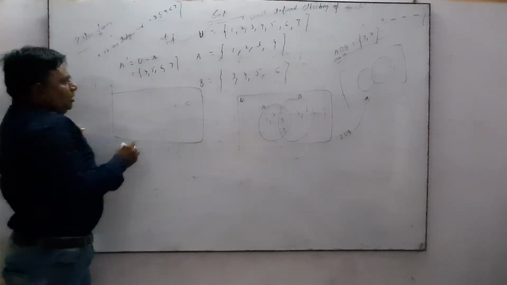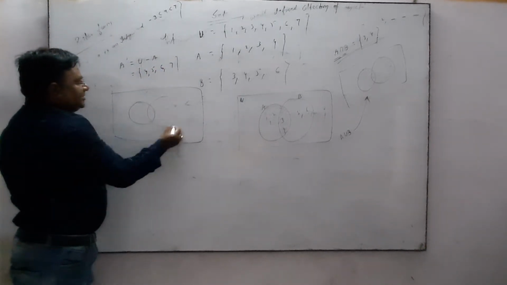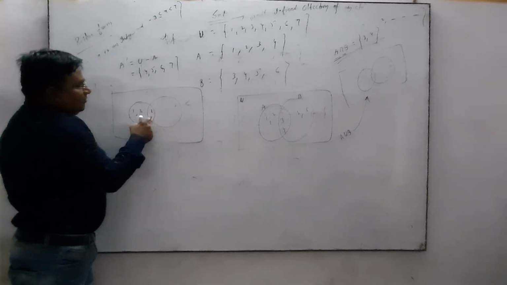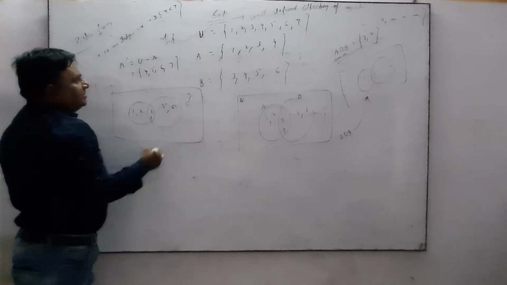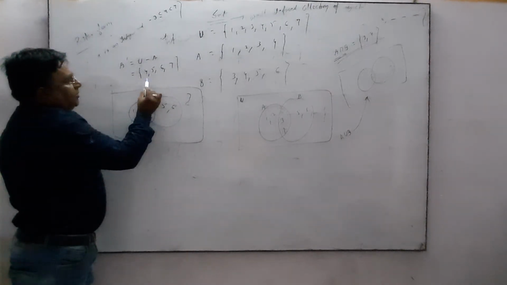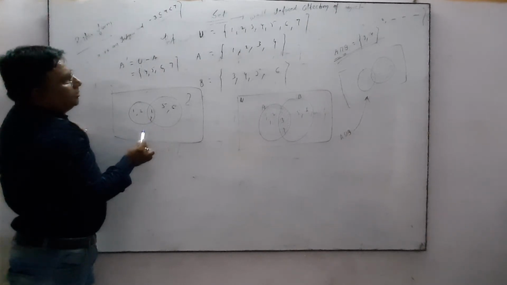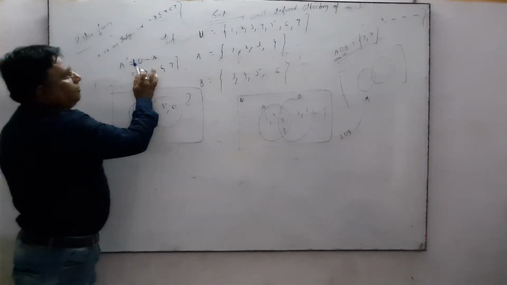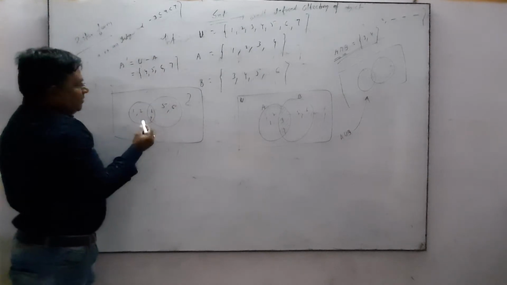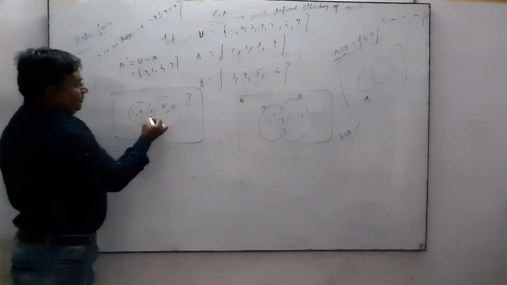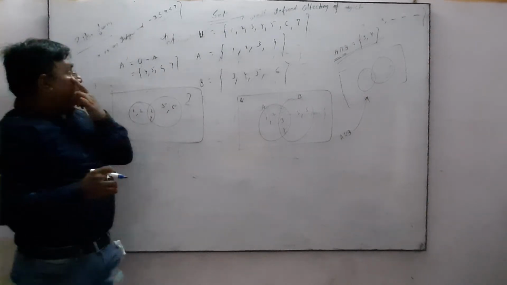Right? So now this is set A, this is set B. Set A is 1, 2, 3, 4. Set B is 3, 4, 5, 6, and 7 is here. And now A dash is 5, 6, 7, after removing 1, 2, 3, 4. That means this is 5, 6, 7.